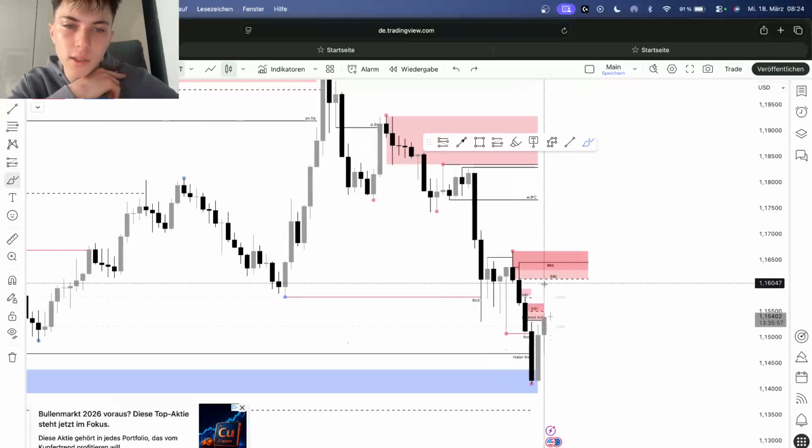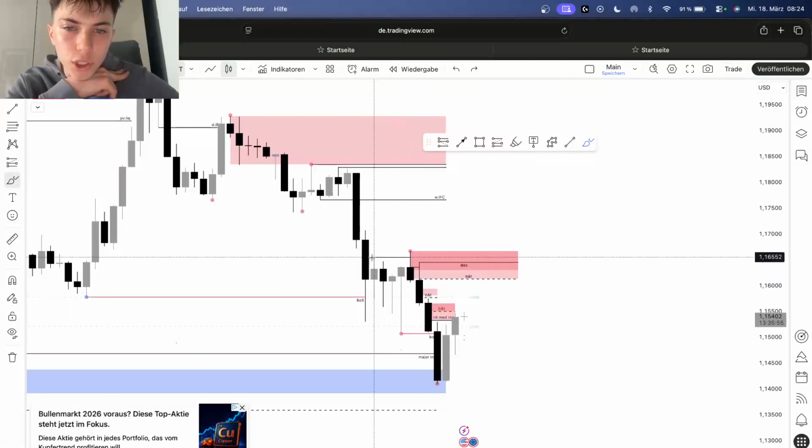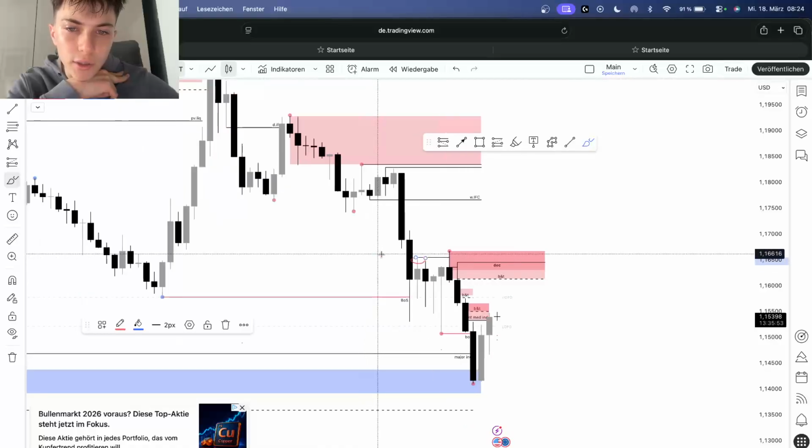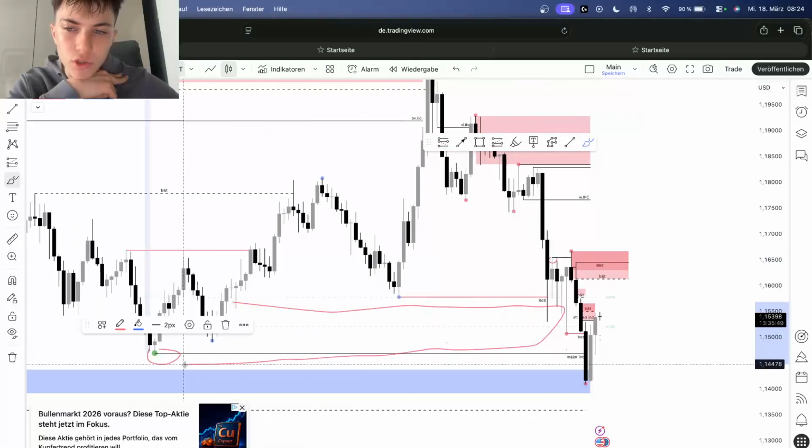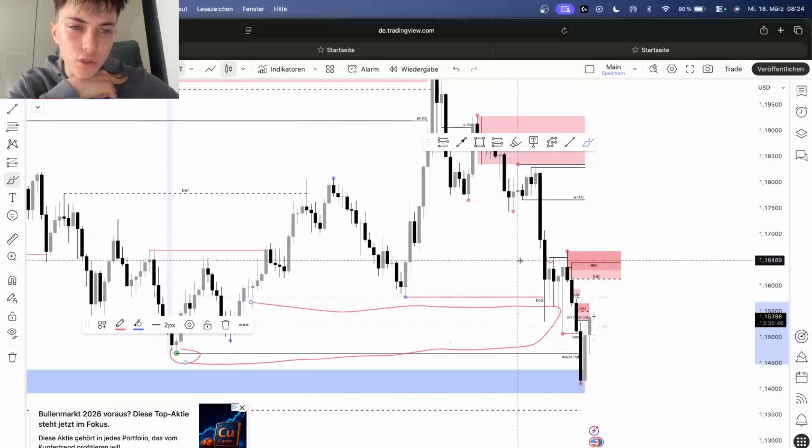Now what we can see on the daily, quickly to finish up, we engineered a high here after being in that smart money trap, which I expect to be a smart money trap due to the facts mentioned on the monthly.